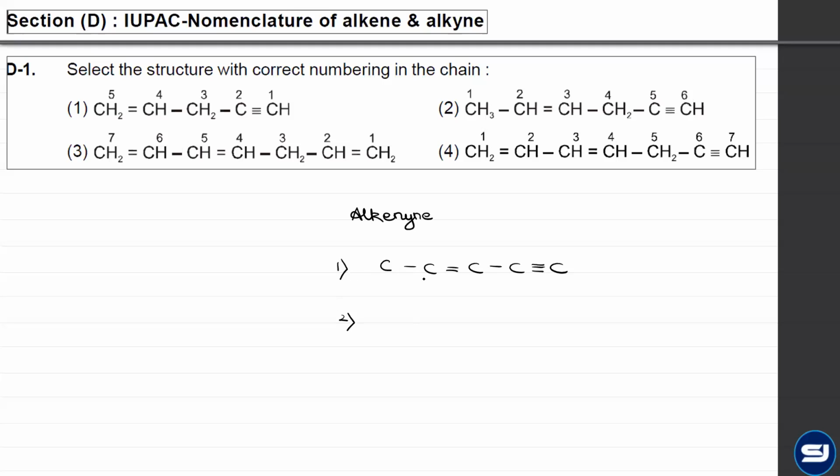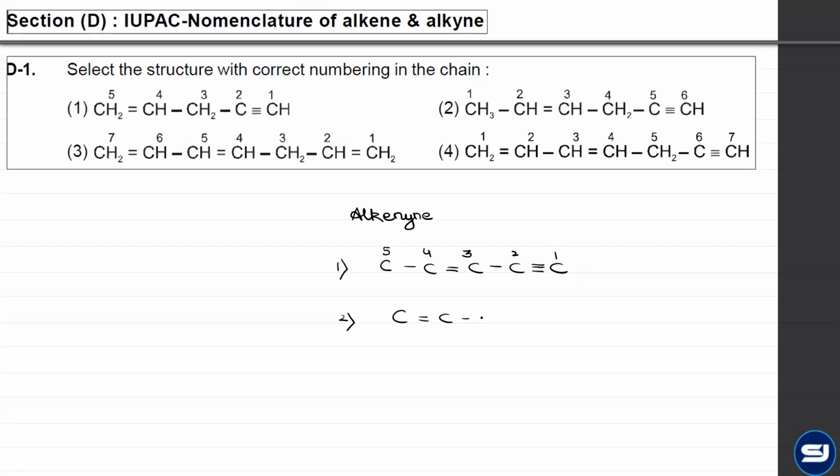So in this case, the correct numbering will be from the right. तो ध्यान रहे enyne compounds में first multiple bond नजदीक कहां पर है, वहां से numbering होगा. So it will be numbered from right. यहाँ पे ene और yne का priority नहीं देखते हैं.